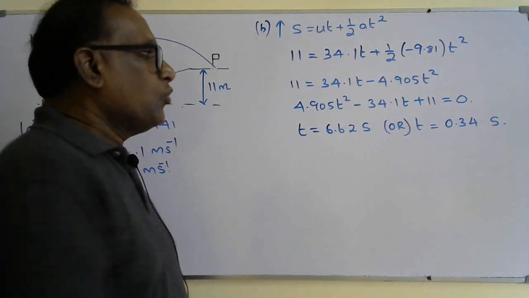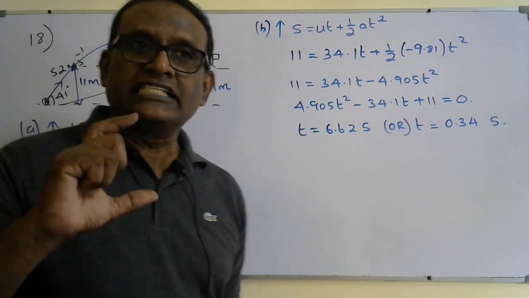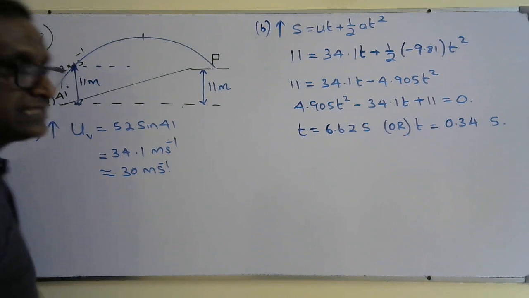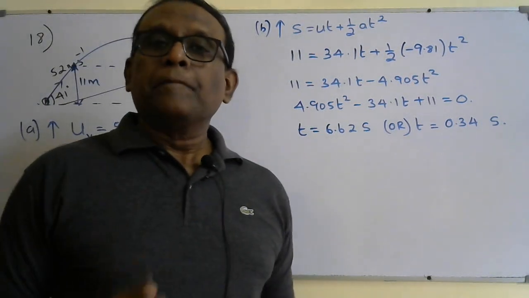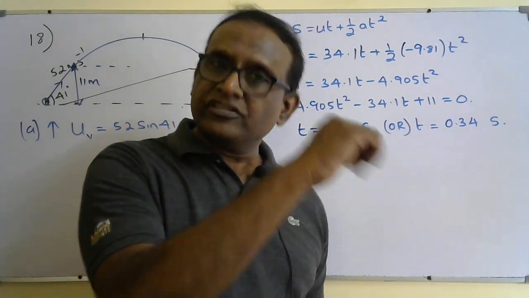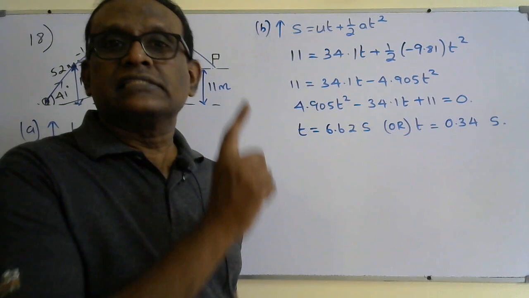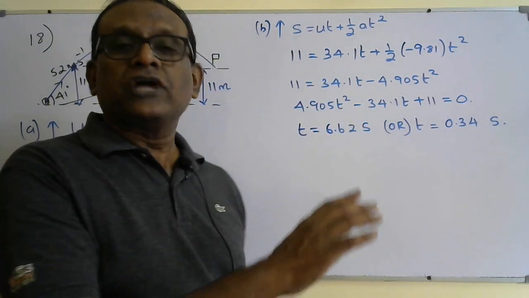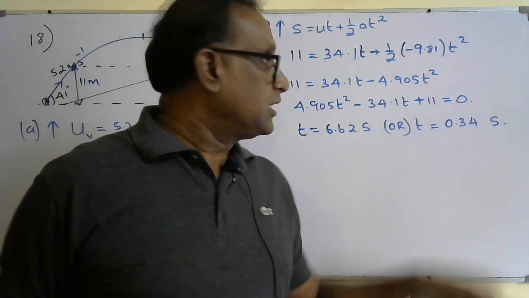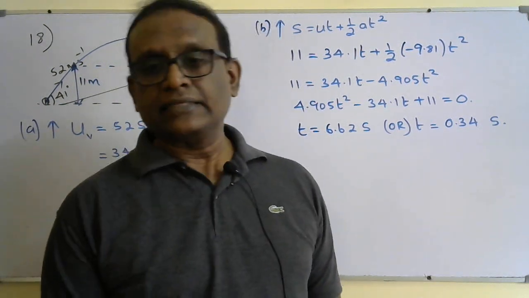Again, I'll tell that 0.34 seconds is the time taken to have a vertical displacement of 11 meters before it reaches the highest point. But when it lands on the ground, it should move downwards after passing the highest point. Therefore, the time taken to reach the ground or the hole is 6.62 seconds, not this answer. You can tell that, but the mark scheme is not expecting that answer.